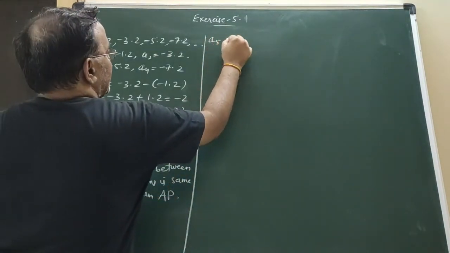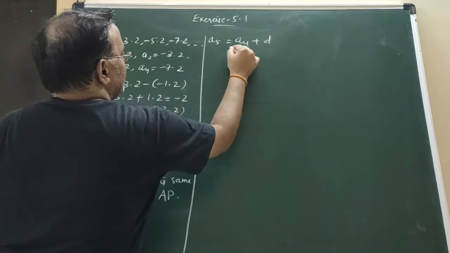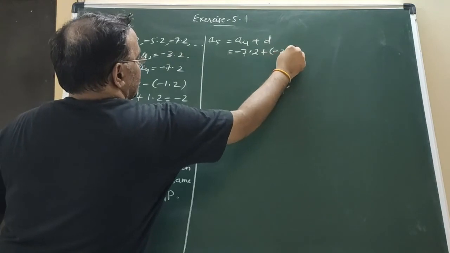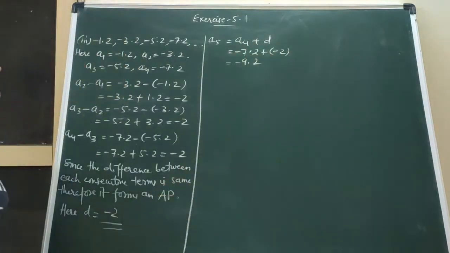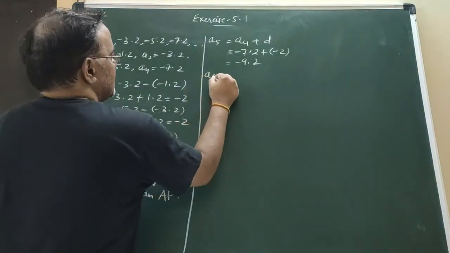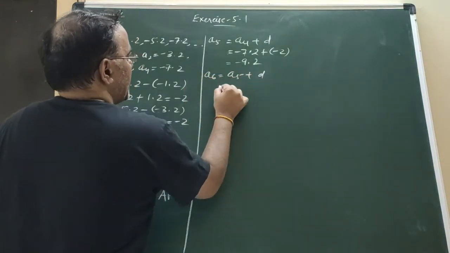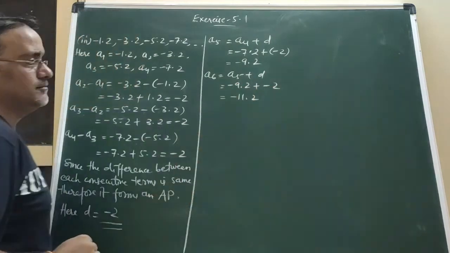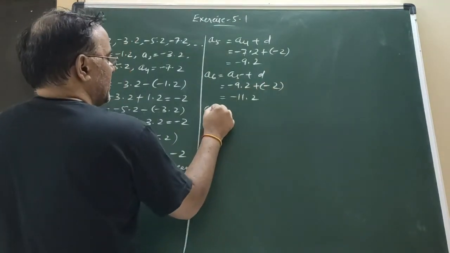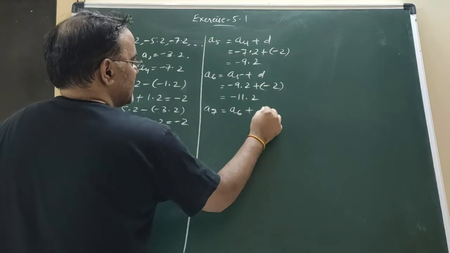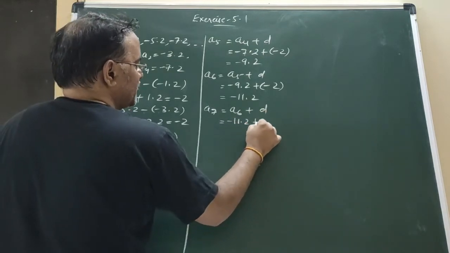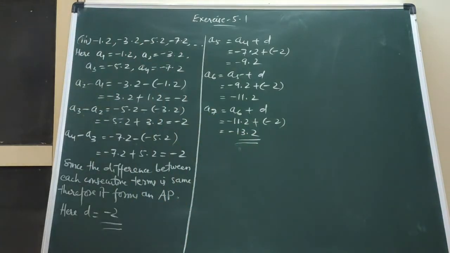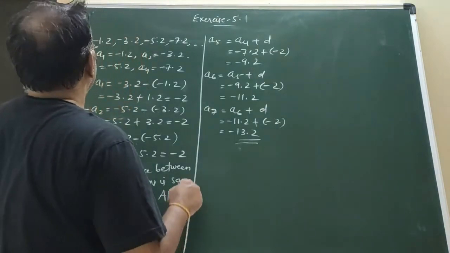First let us write A5. A4 plus D. What is A4? Minus 7.2 plus minus 2, that is minus 9.2. A6 is A5 plus D, minus 9.2 plus minus 2, minus 11.2. A7 is A6 plus D, that is minus 11.2 plus minus 2, minus 13.2. Okay. So now we are going towards the fourth bit.